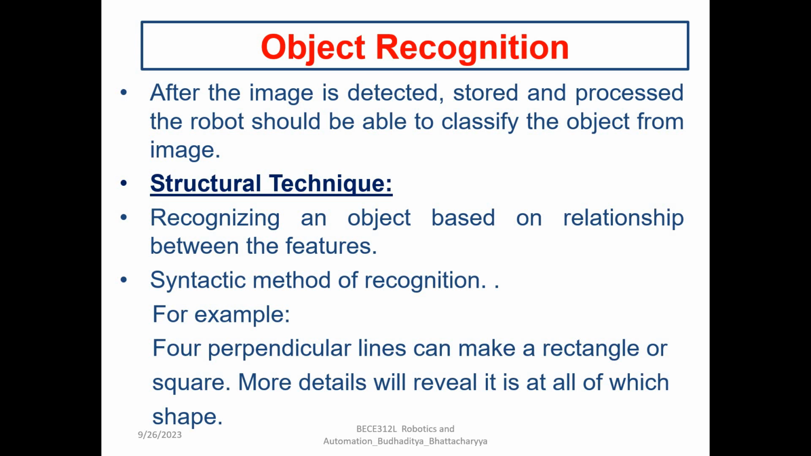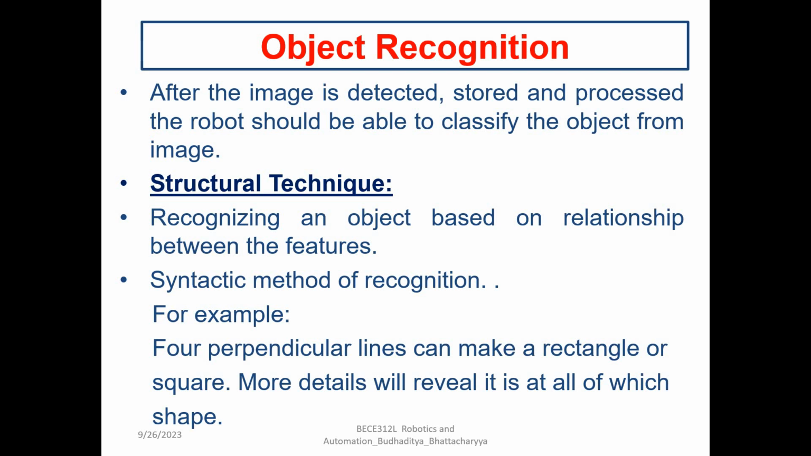This is also pretty old, to be honest. But here, we recognize an object based on the relationship between the features. This is something different. For example, suppose you get a rectangular block or a square block or a cuboidal block. Based on that, you check the relationship between the length and the width, and you try to have a feature which will indicate whether it is a rectangular block or a cuboidal block. So that is basically the relationship between the features.